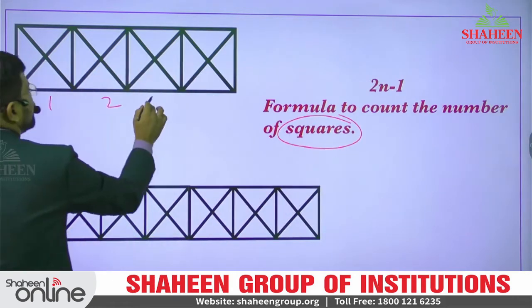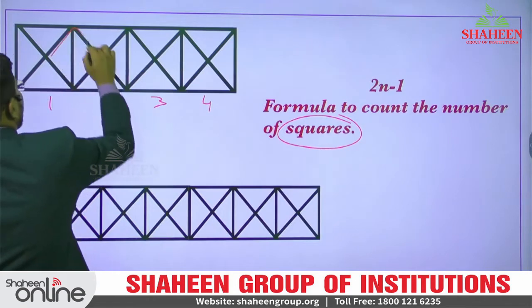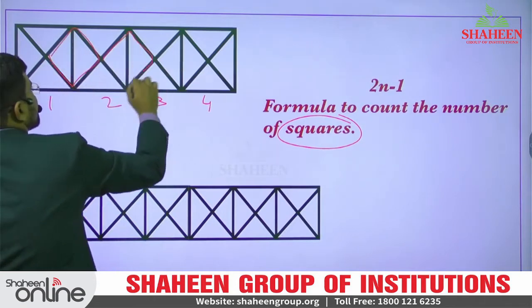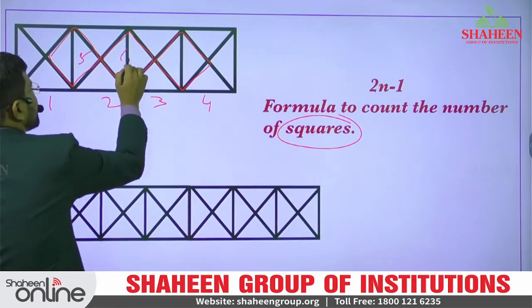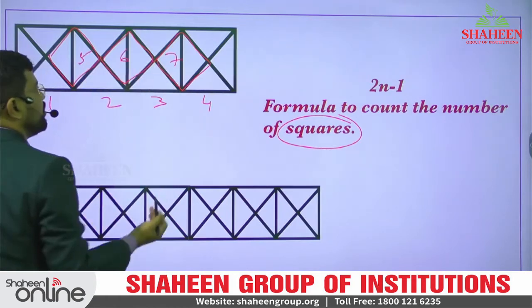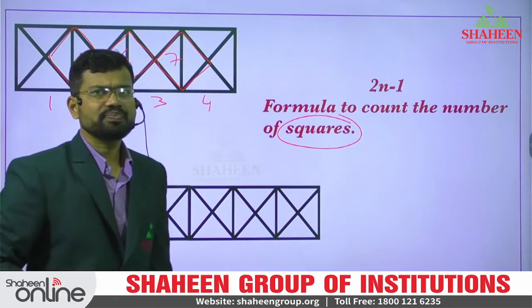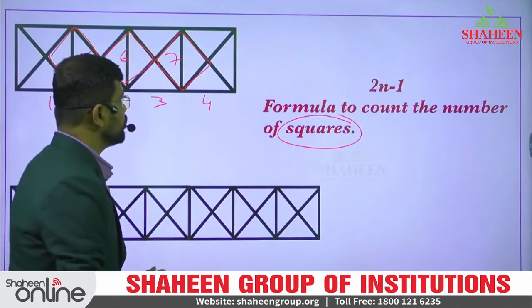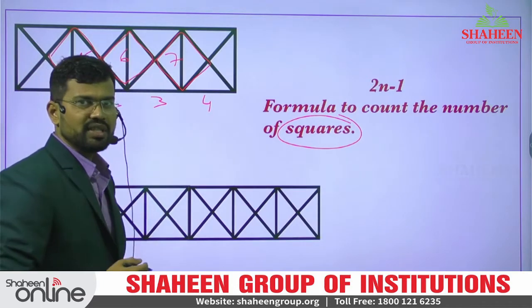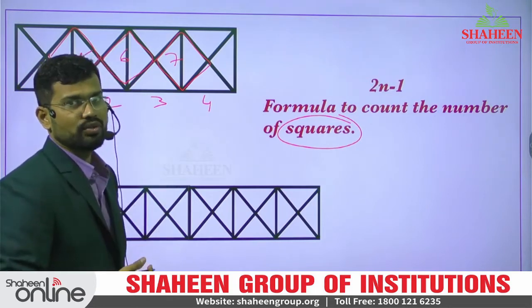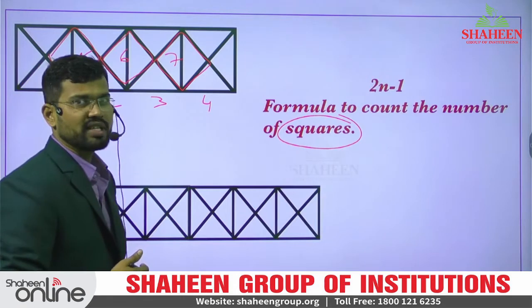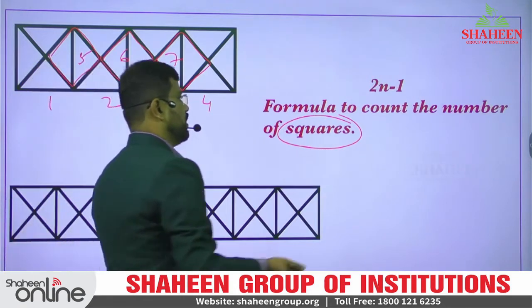1, 2, 3, 4, and here in between, again 4, this is 5, this is 6 and 7. How many squares are there? Clearly it is 7. This is very simple and basic. If we move on to a little moderate and complex one, do we have the time to count the number of squares like this? No, we don't have the time.